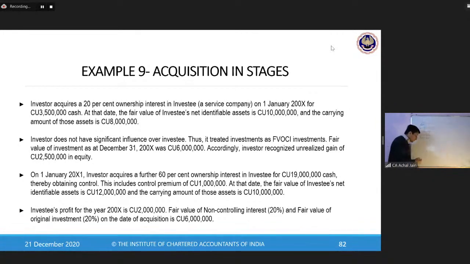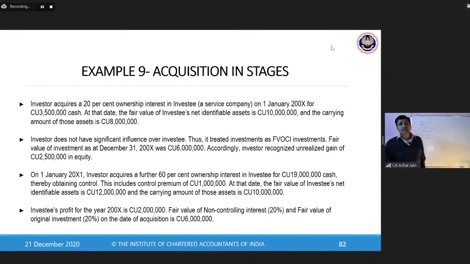Why? Because if you remember, I told you in the last session also that whenever any stake is acquired and that investment is in a subsidiary, JV or associate, then the standard gives us an option to measure them at cost instead of fair value. Now, because these are available to be measured at cost, that's why these are the generally chosen options. But in this case, it's not possible.